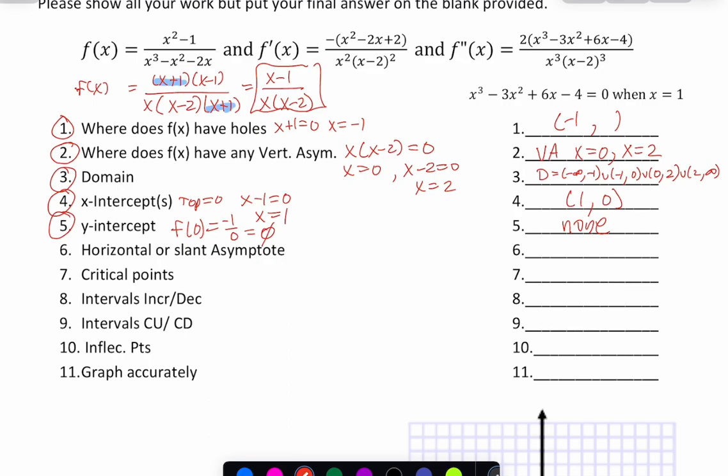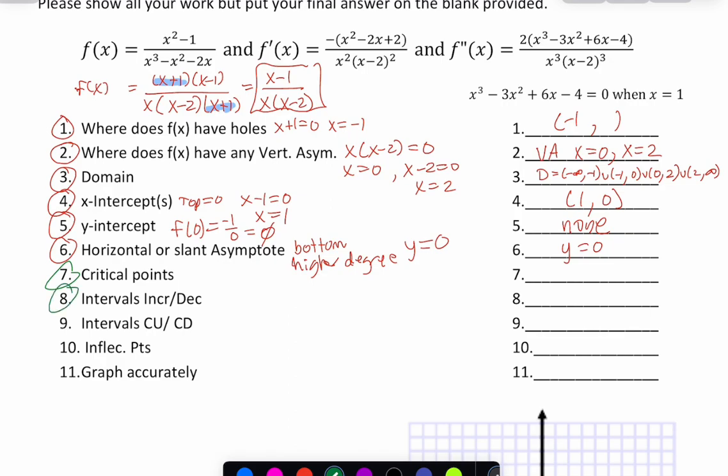Horizontal asymptote or slant asymptote. We have the higher power in the bottom. So since the bottom is a higher degree, it's always equal to 0. So you'll notice I haven't touched the derivatives yet until I get to problem number 7.